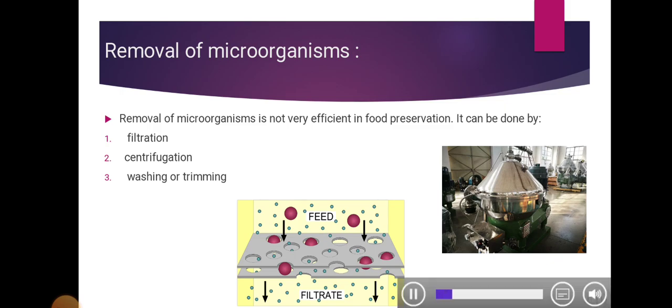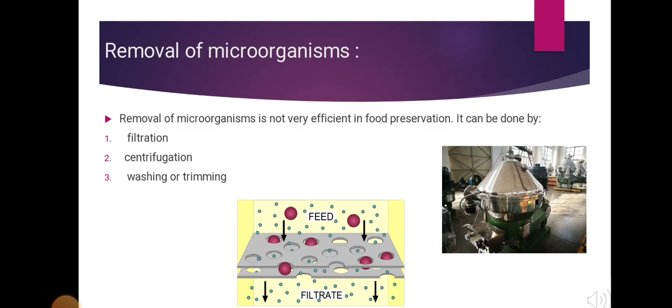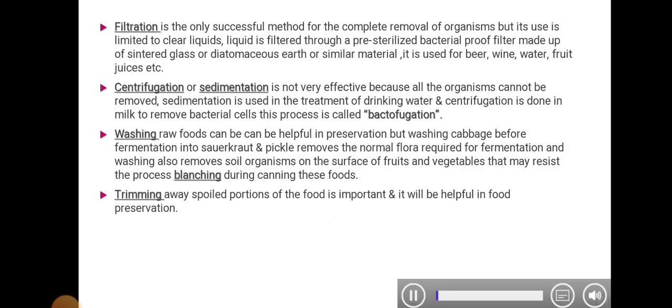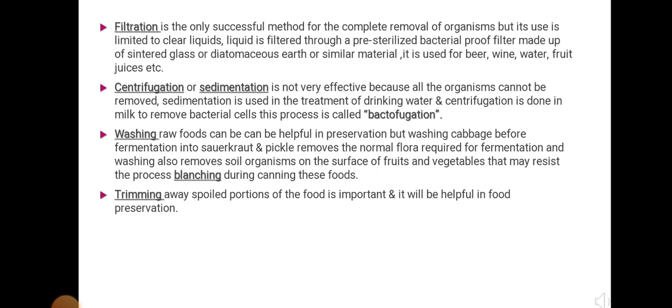So let us see how the microorganisms can be removed. Removal of microorganisms is not very efficient in food preservation. It can be done by the methods of filtration, centrifugation, washing or trimming. Filtration is the only successful method for the complete removal of organisms, but its use is limited to clear liquids. Liquid is filtered through a pre-sterilized bacterial filter made up of sintered glass or diatomaceous earth or similar material. It is used for beer, wine, water, fruit juices, etc.